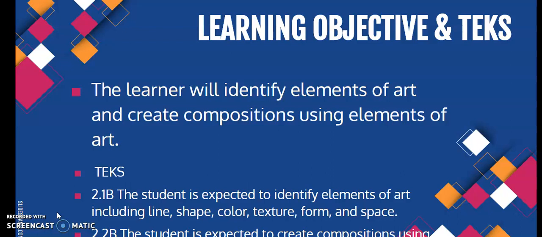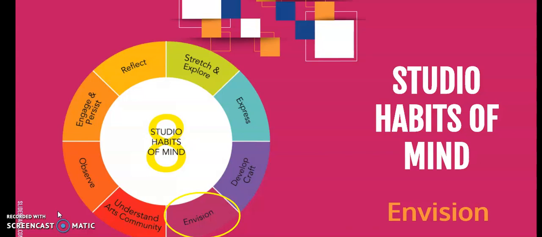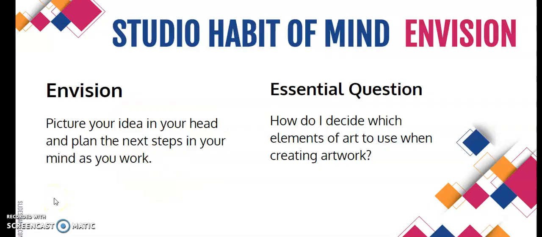Our learning objective today is the learner will identify elements of art and create compositions using elements of art. We're using our studio habits of mind. This week we're looking at envision. When you envision something, you picture your idea in your head and then plan the next steps in your mind as you work. Our essential question this week is, how do I decide which elements of art to use when creating artwork?